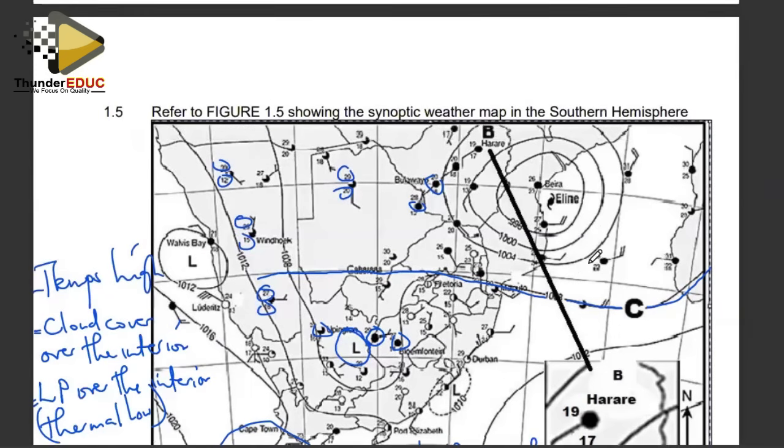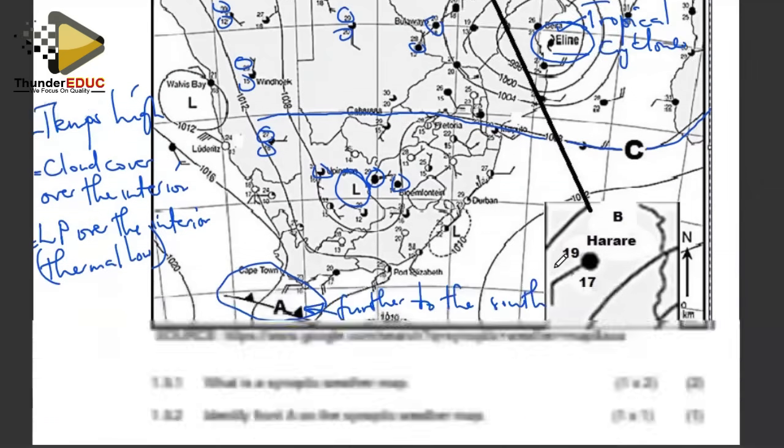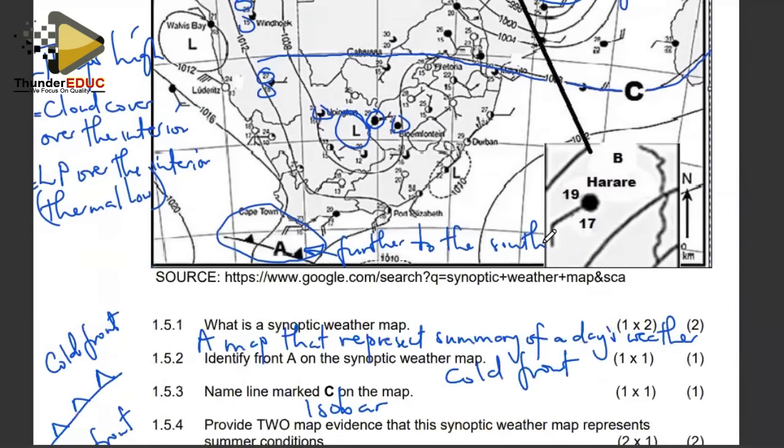And what else can you use to substantiate this? Check also here on Beira, there's something written Elin. This is a tropical cyclone. That symbol here is a symbol for a tropical cyclone, and we understand that tropical cyclones affect us during the summer season, late summer to autumn. So there's tropical cyclone Elin here, which shows that this is typical of conditions that exist during the summer season. I think you can safely use those pieces of evidence to support the fact that this is a summer map.